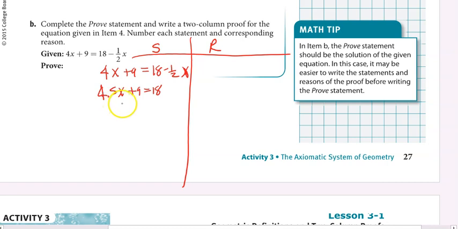From here, you can subtract 9 from both sides, so we get the 9 here cancels out. 18 minus 9 is 9, and divide by 4.5 on both sides. All right, so let's just put our reasons, and we should be good. I guess if you wanted to number them, you could.